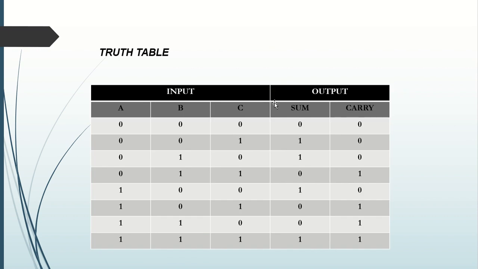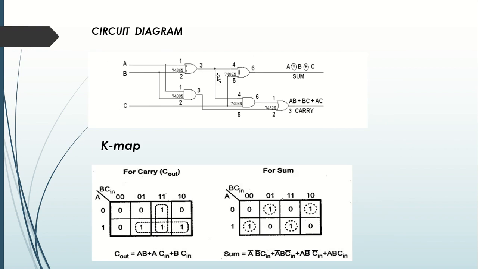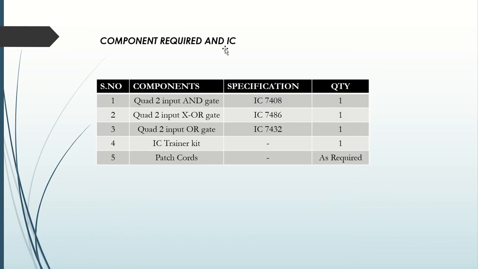Truth table of the full adder is here. Circuit diagram is here. The Boolean expression of the full adder is derived using K-map. Components required and ICs are 2 input AND gate, 2 input XOR gate, 2 input OR gate, IC trainer kit, patch cord, all at a quantity of 1.